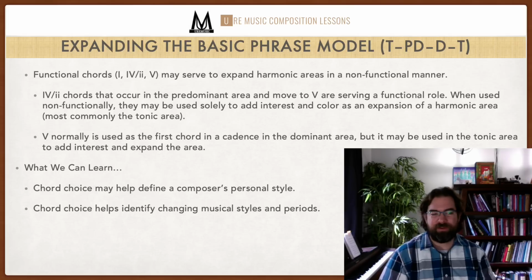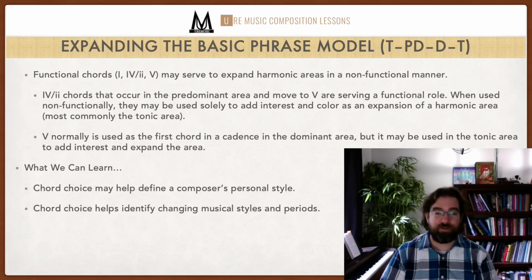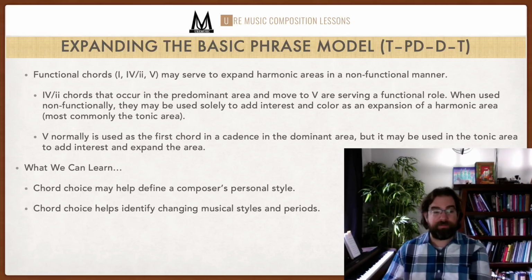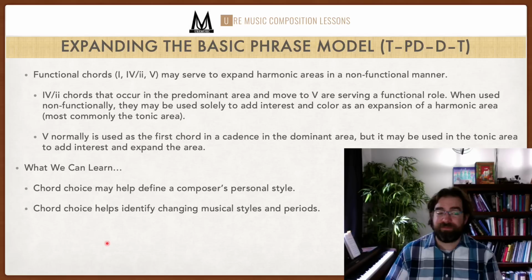5 is normally used as a first chord in a cadence in the dominant area, but it may be used in the tonic area to add interest and expand the area, such as what I showed you in that Bach chorale. Those 5 and 1 chords weren't functional in the middle of the phrase because they were not bringing the piece to a close.